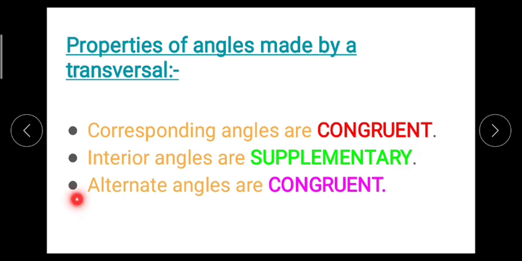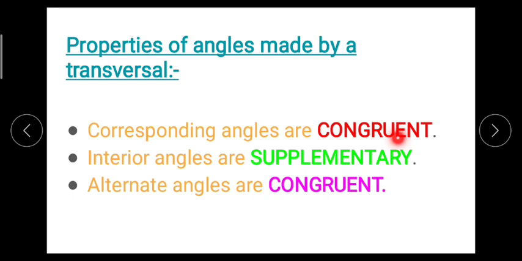Third is alternate angles. In alternate angles we have interior alternate angles and exterior alternate angles also. So alternate angles means both interior alternate angles and exterior alternate angles. Alternate angles are congruent, means they are equal.